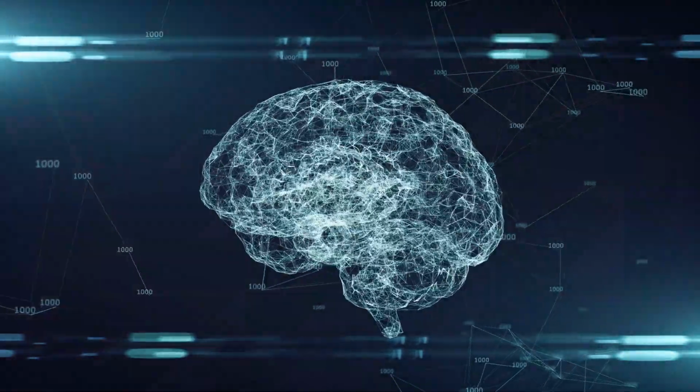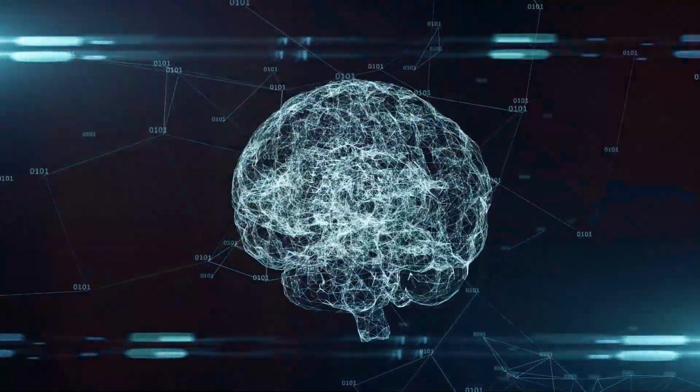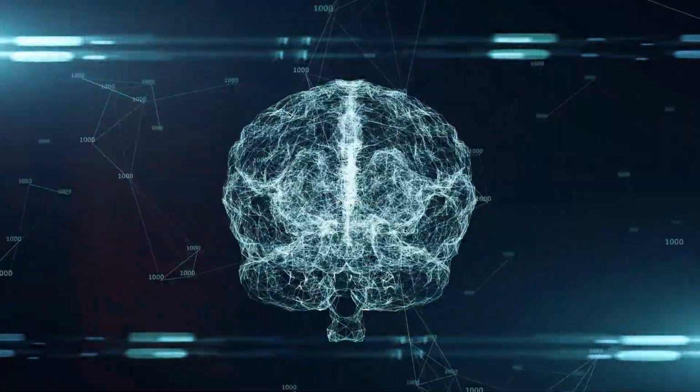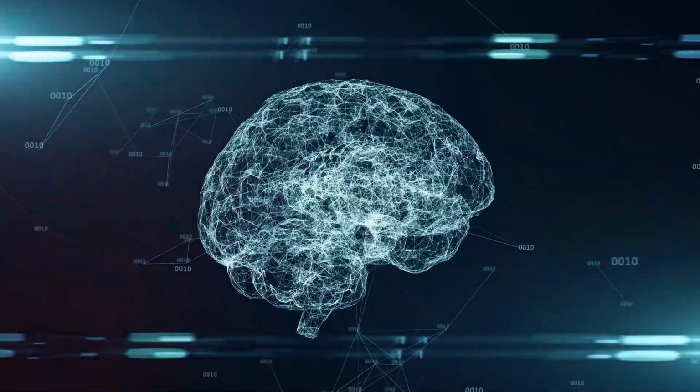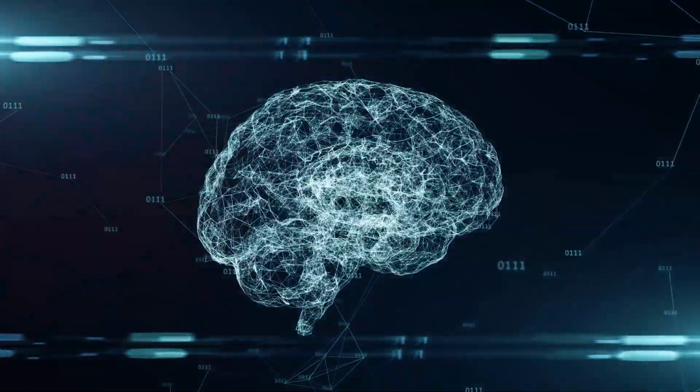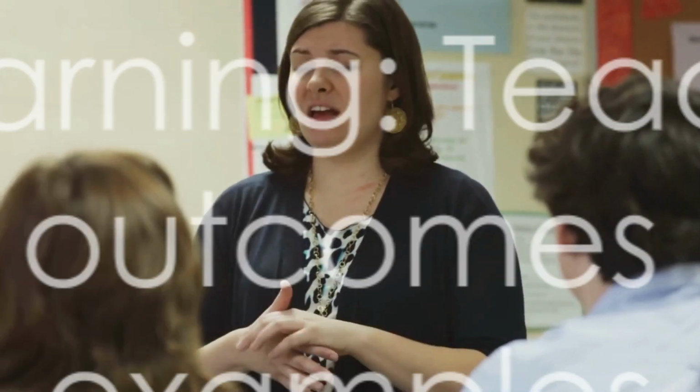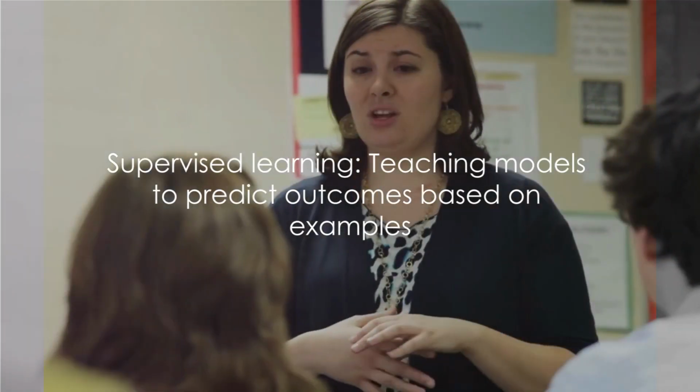So in essence, supervised learning is all about examples. You show the model what to do, provide it with the right answers ahead of time, and it learns to predict outcomes based on these examples. It's like teaching a child to identify animals by showing them pictures of different animals along with their names. So that's supervised learning, teaching a model to predict outcomes based on examples.